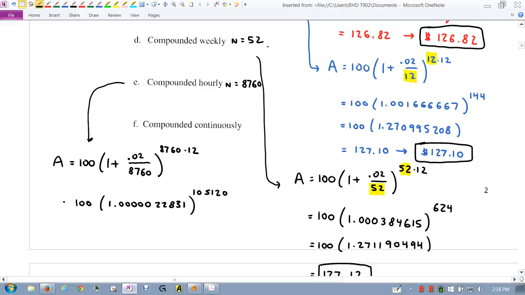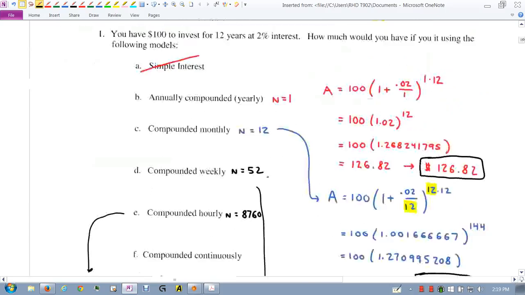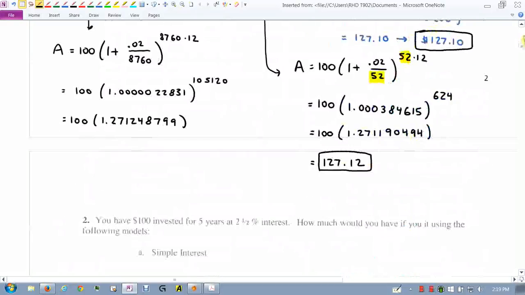Anybody having trouble getting these? Or need help on their calculator? No change, huh? So it's approximately $127.12, which was the same as doing it weekly. I mean, now it is different. It's just that when it comes to cents, we're going to stop looking at 0.12. After that, the difference doesn't matter to us anymore.